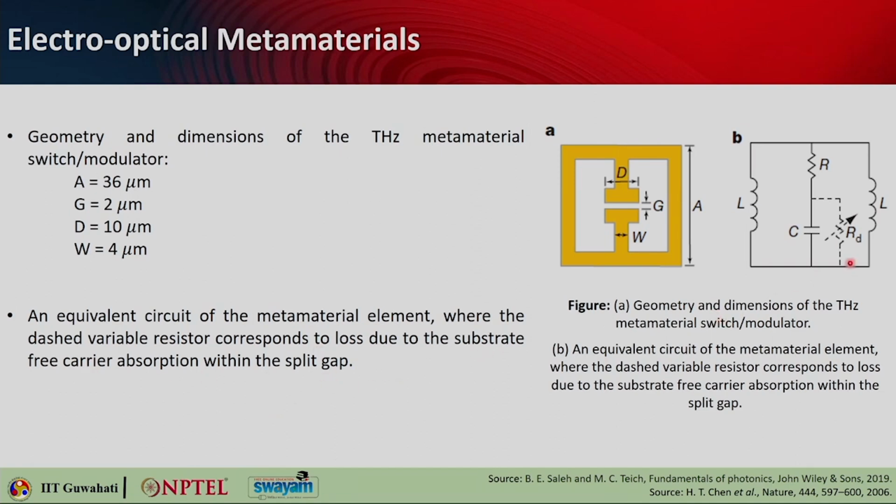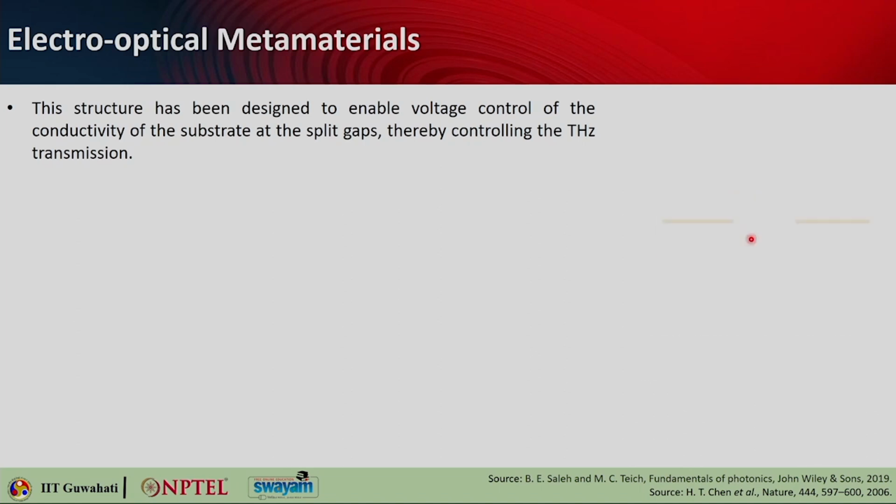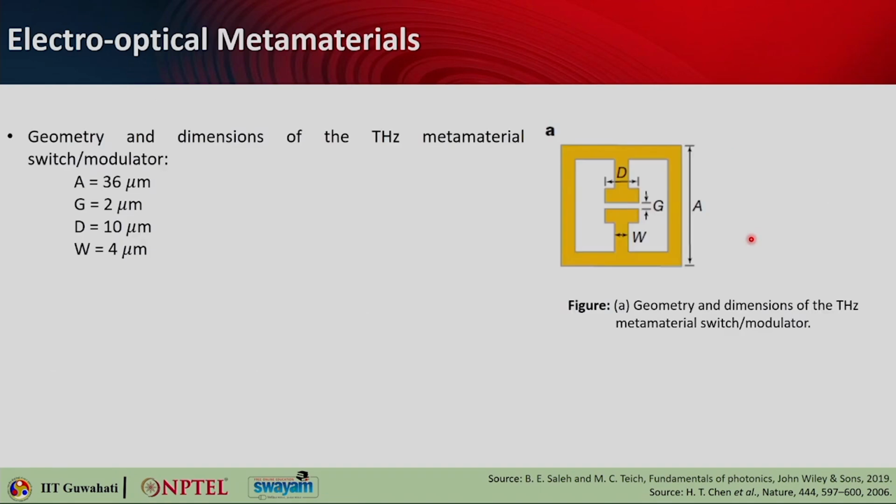And there is another one, the dashed variable capacitor, which is RD, and this corresponds to the loss due to the substrate free carrier absorption within the split gap, and this is something that can be tuned. The structure has been designed to enable voltage control of the conductivity of the substrate at these split gaps, thereby controlling the terahertz transmission. So, if you look here, these gaps play a very important role.